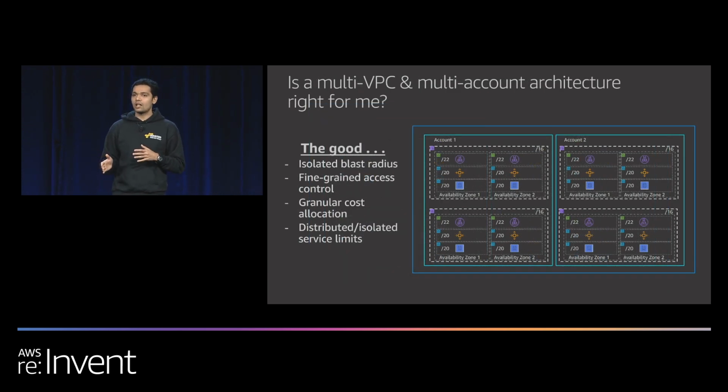Now, as the saying goes, if something cuts both ways, it has both a good as well as a bad aspect. So some of the good with this model is isolation of your blast radius, as your workloads are crossing the VPC as well as the account boundaries. This is super important because it gives you distributed service limits, which is helpful for you to scale on AWS. You can also get granular cost allocation per business unit tied to an account, and also achieve fine-grained access control for your identity and access management systems.